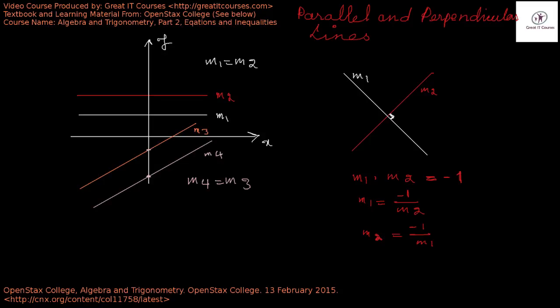So that is all about parallel lines. All you need to know is that parallel lines have the same slopes, and perpendicular lines have slopes that are the negative reciprocal of each other. That's all you need to know here. And so now let's do an example on this to understand this better.